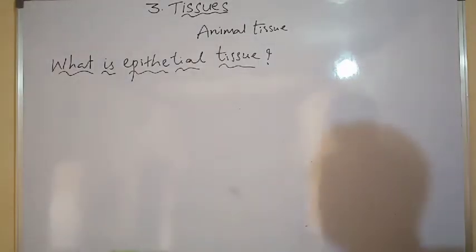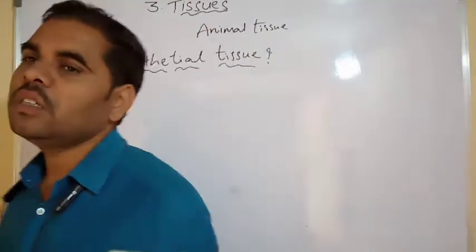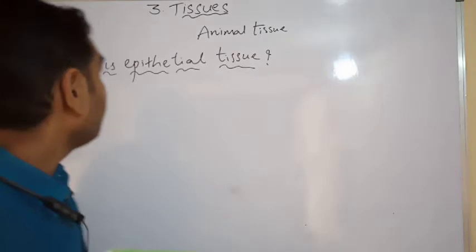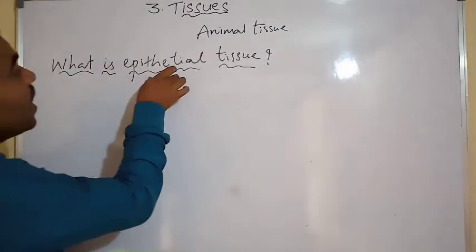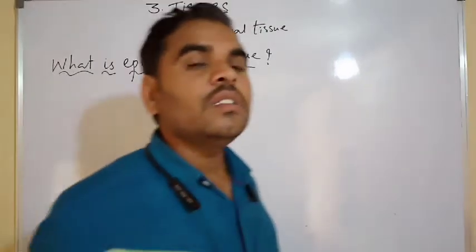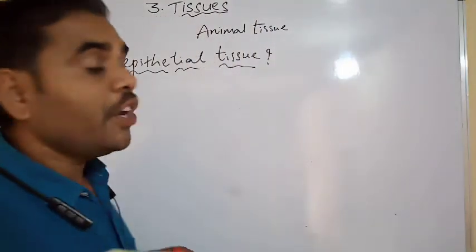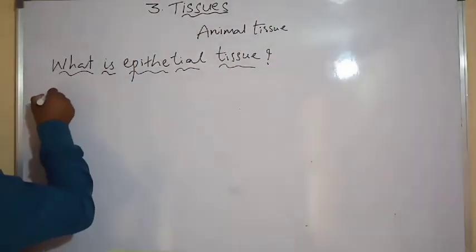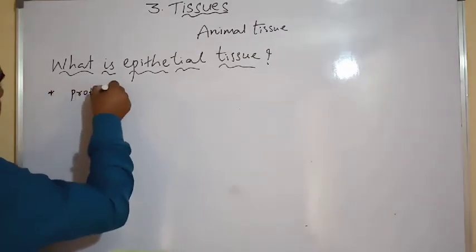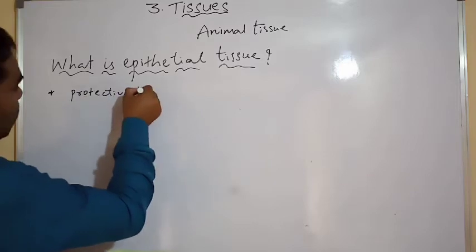Next, we have to learn the first one. The first tissue is epithelial tissue. What is epithelial tissue? Epithelial tissue is a protective tissue.